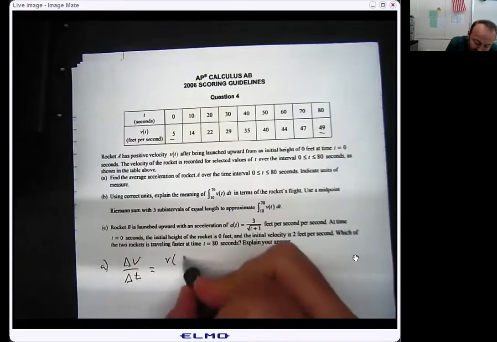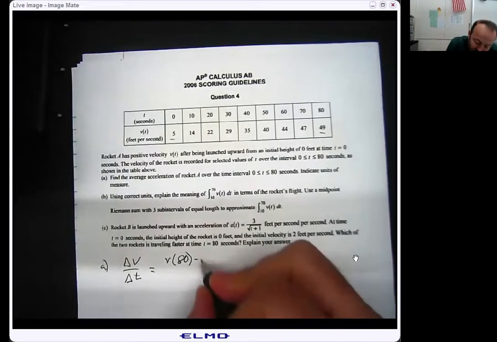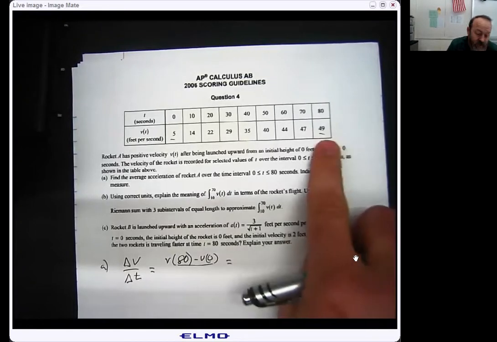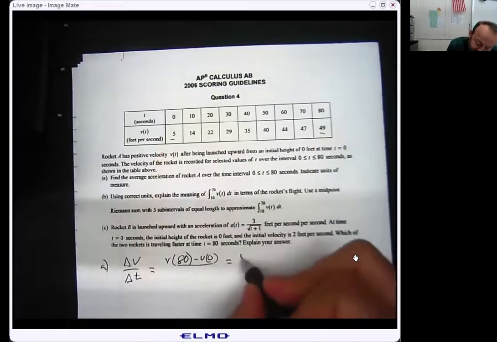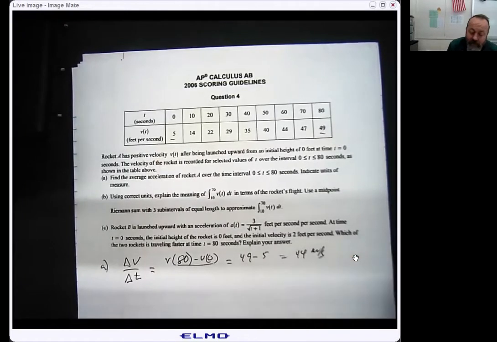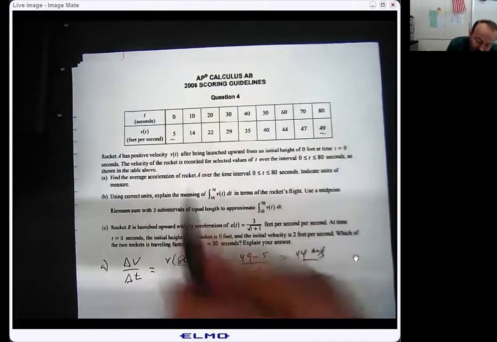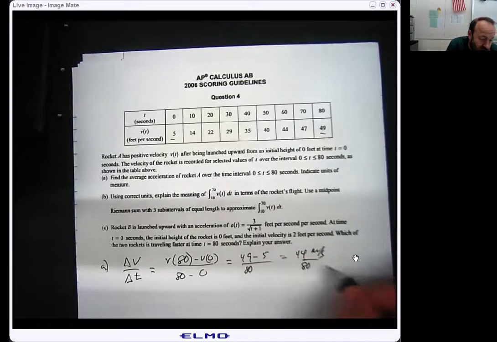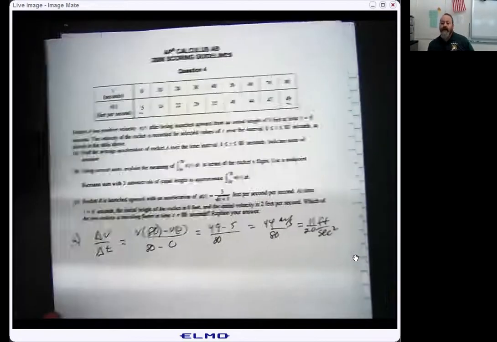But if I find the velocity at 80 and the velocity at 0, we find out how much that velocity changed, which of course is 49 minus 5, or 44 meters per second. And the delta t is going to be 80 minus 0, or 80. And so I ended up getting 11 over 20 feet per second squared, and that would be the average acceleration over that interval.